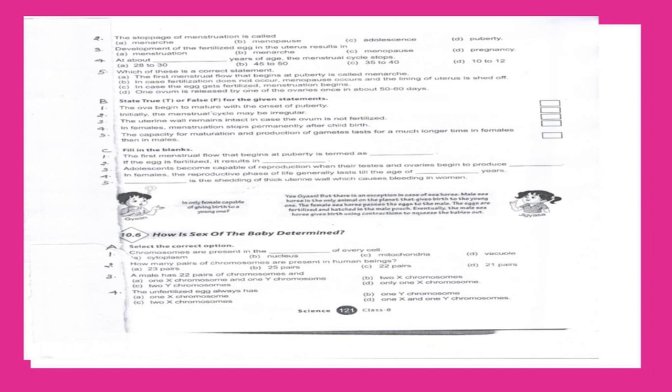Then fill in the blanks. The first menstrual flow that begins at puberty is termed as menarche. Then if the egg is fertilized, it results in pregnancy.